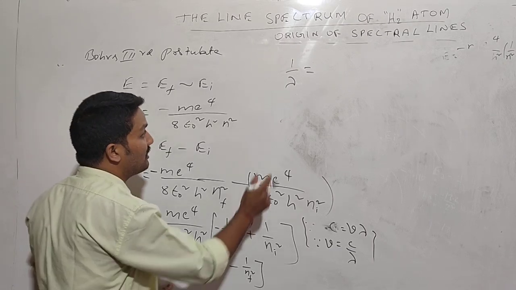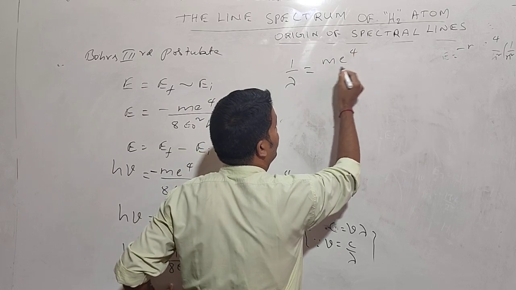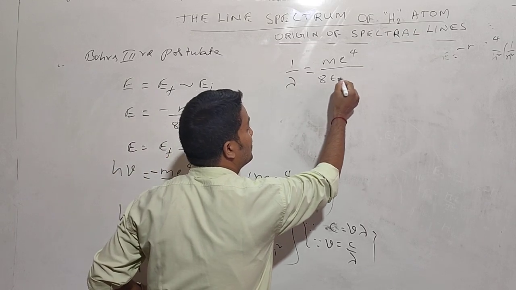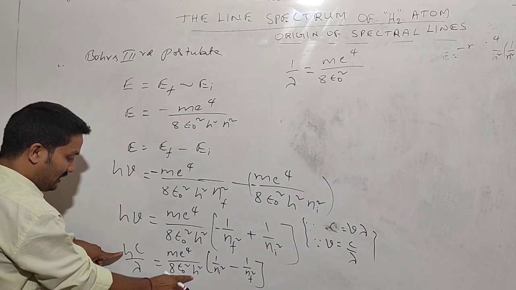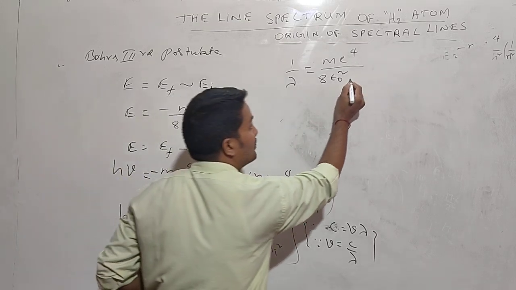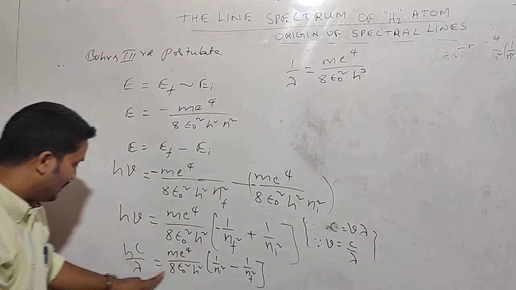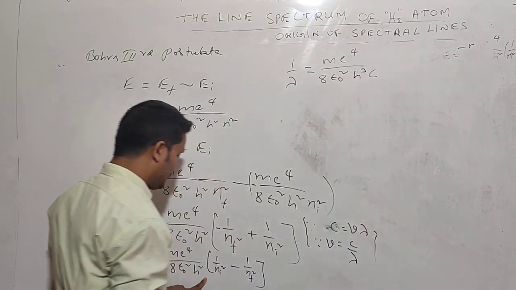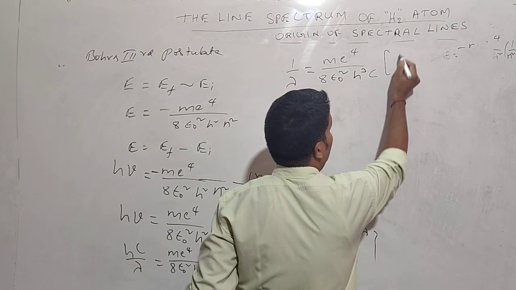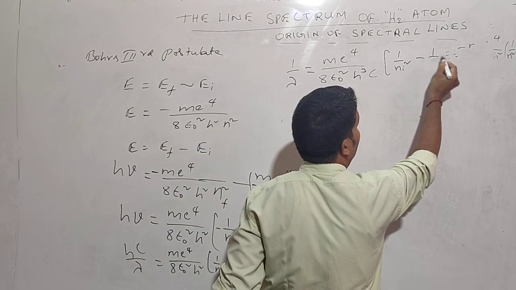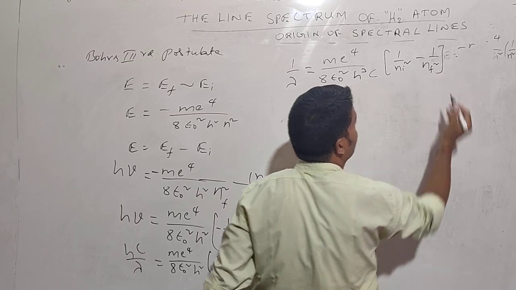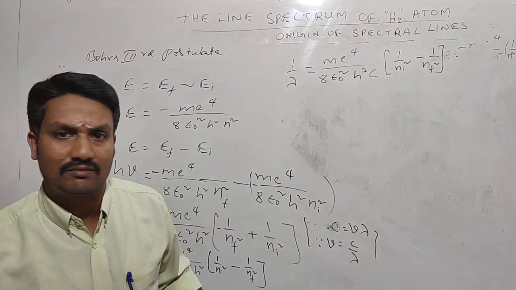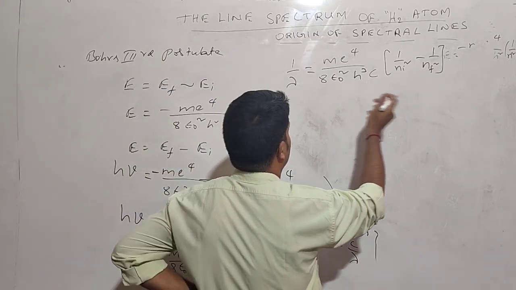In the numerator is me⁴ divided by 8ε₀². Already h² is there, h² into h, so we got h³ and also c multiplied here. Then 1/Ni² minus 1/Nf². So you may take Ni as n1, Nf as n2, whatever it may be; the same result we got. Otherwise you may write like that.